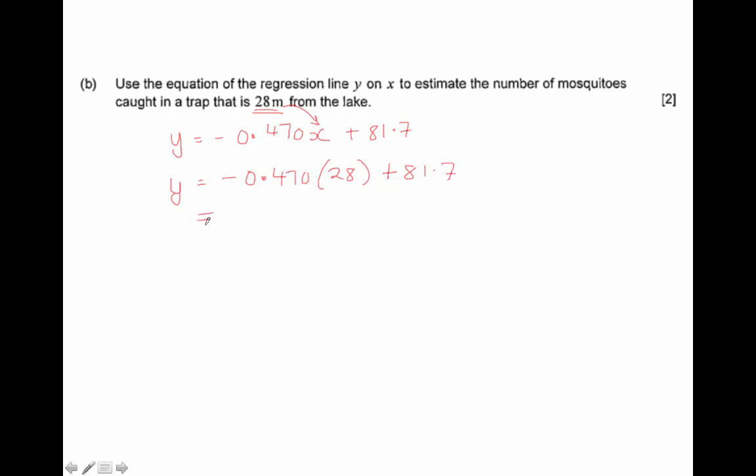If you did this on a calculator, the answer to 3 significant figures is 68.6. Now, because it says number of mosquitoes, we can't really have 0.6 of mosquitoes, so the mark scheme accepted 68 or 69.